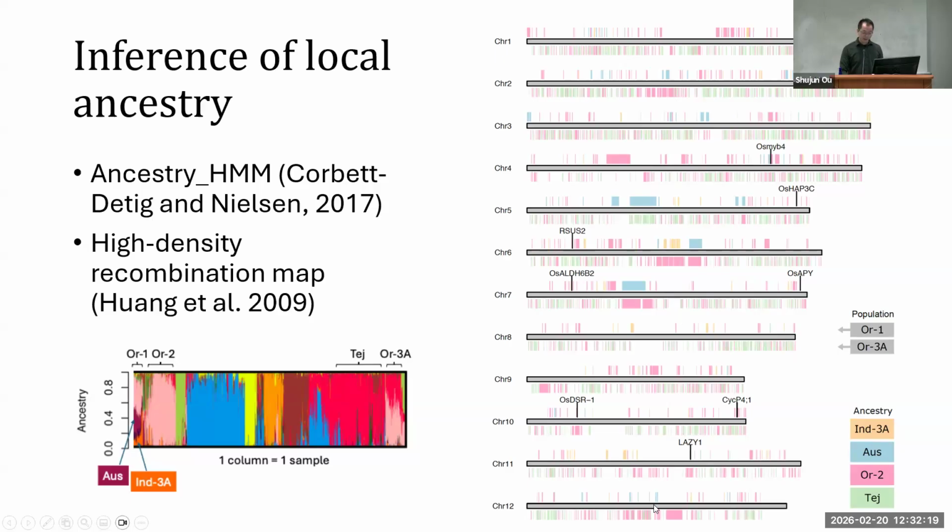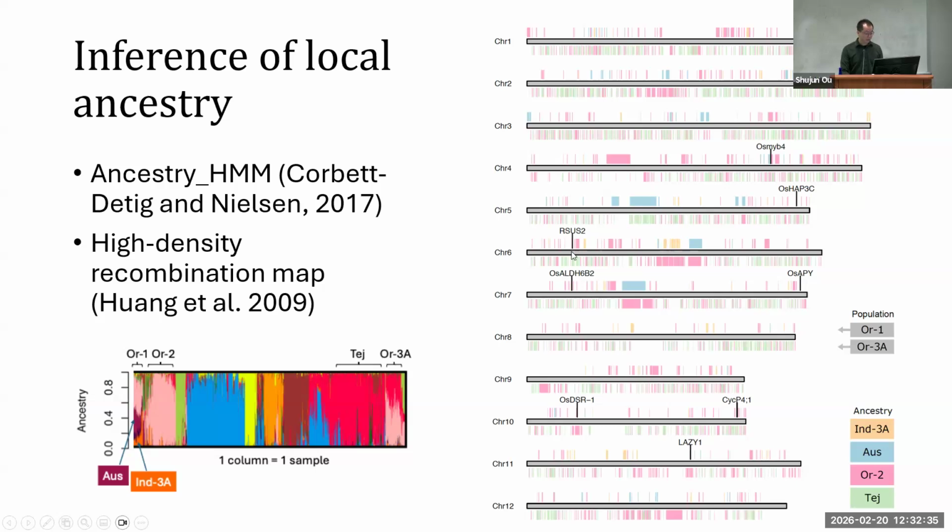So the pink color is the wild population, and if I look at those shared between the two wild populations, they are not a lot, right? Some of them dominating OR1, but some of them dominating OR3A, and they do not share a lot.